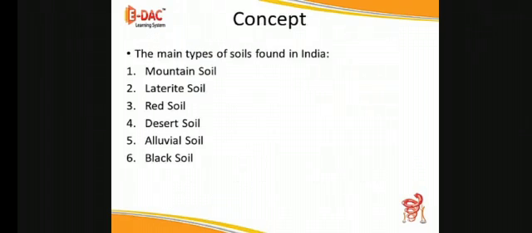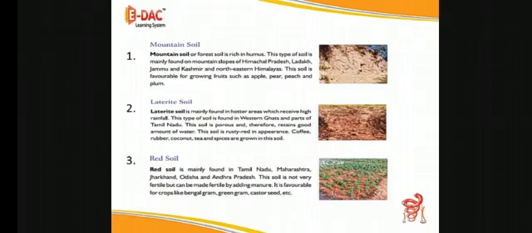Let's see the concept. The main types of soils found in India are: number 1, the mountain soil. Number 2, the laterite soil. Number 3, red soil. Number 4, desert soil. Number 5, alluvial soil. Number 6, black soil. Number 1, mountain soil.